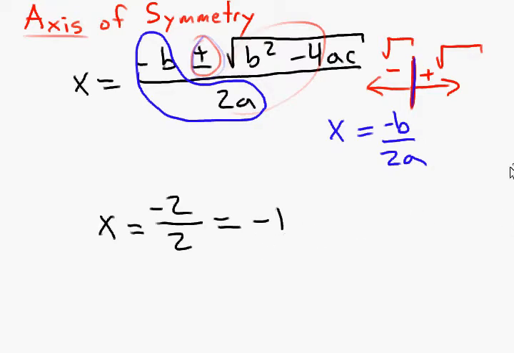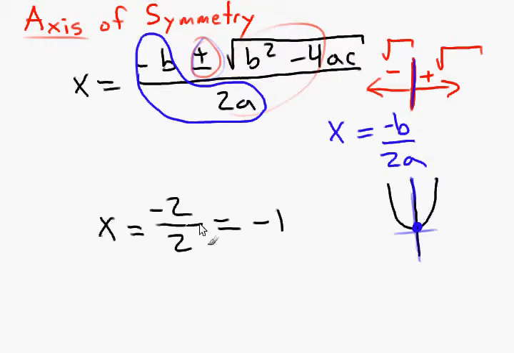Last, we want the vertex. Vertex is the tip of this guy. It's the minimum since this parabola opens upwards. This is the axis of symmetry. Vertex is a point on it. So our x-coordinate is going to be this, the axis. The y-coordinate, well, we're going to have to find that.